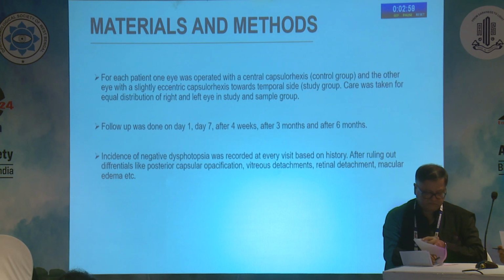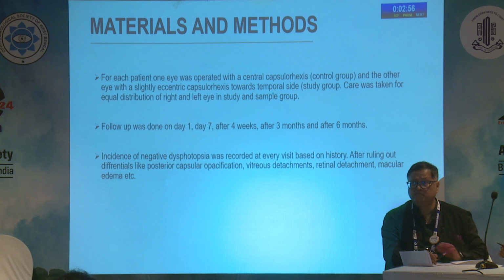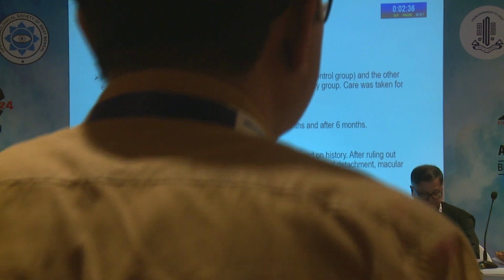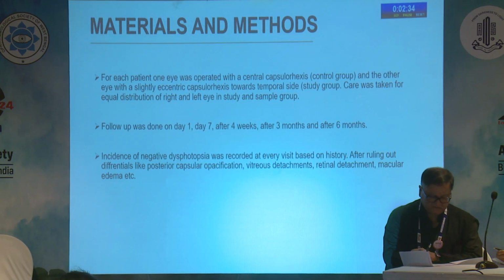For each patient, one eye was operated with a traditional central capsular excess, and that eye was kept in the control group, and the other eye was operated with a slightly temporal eccentric capsular excess, and that eye was kept in the study group. Follow-up for these patients was done on day 1, day 7, after 4 weeks, after 3 months, and after 6 months, and the incidence of negative dysphotopsia was noted based on history.